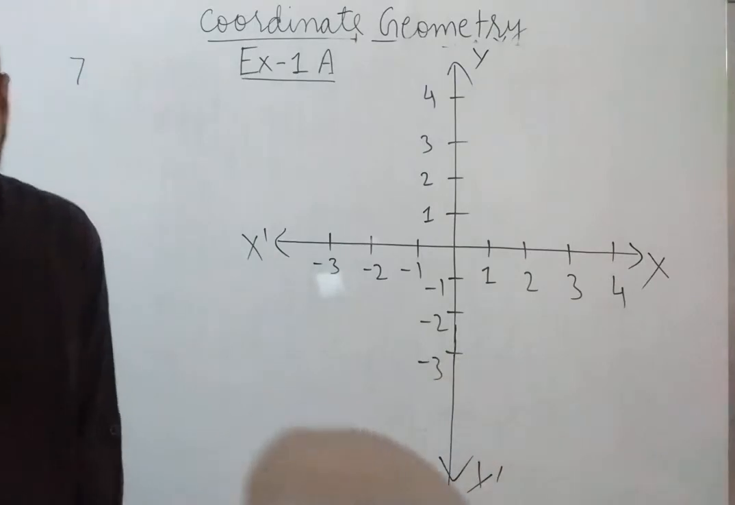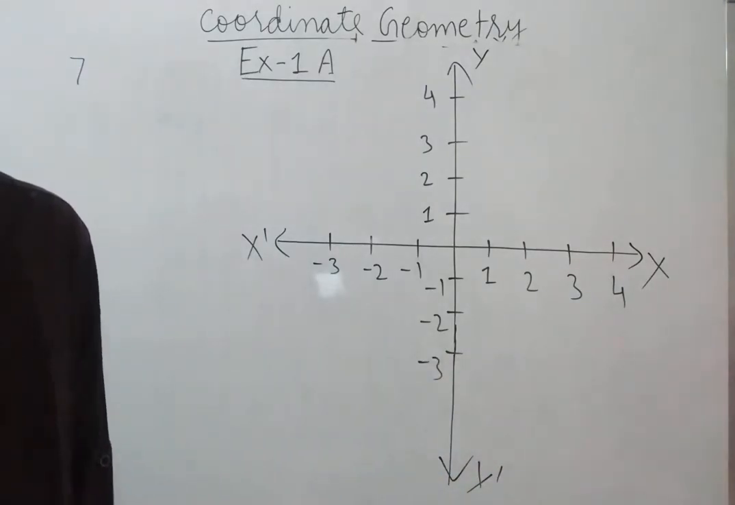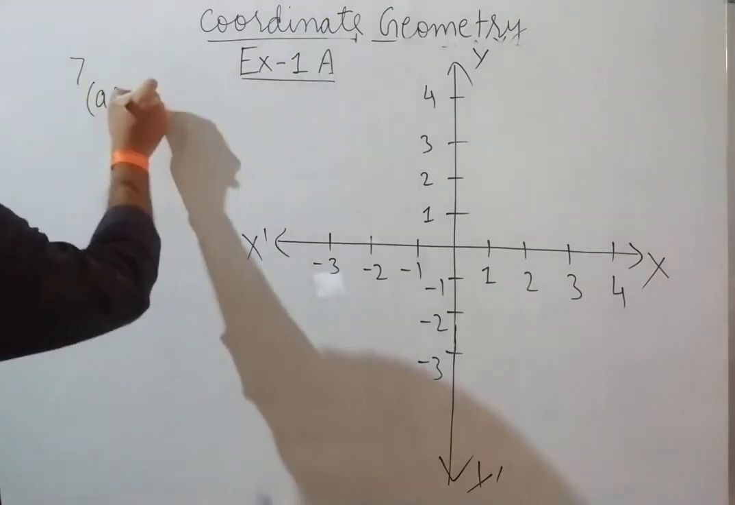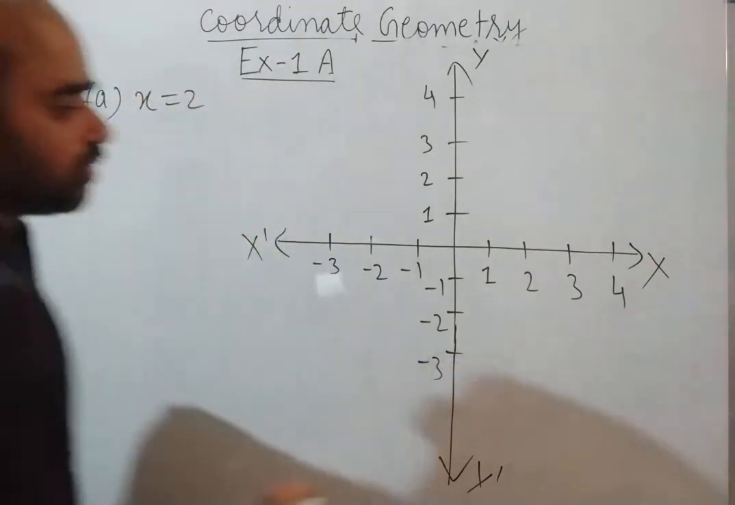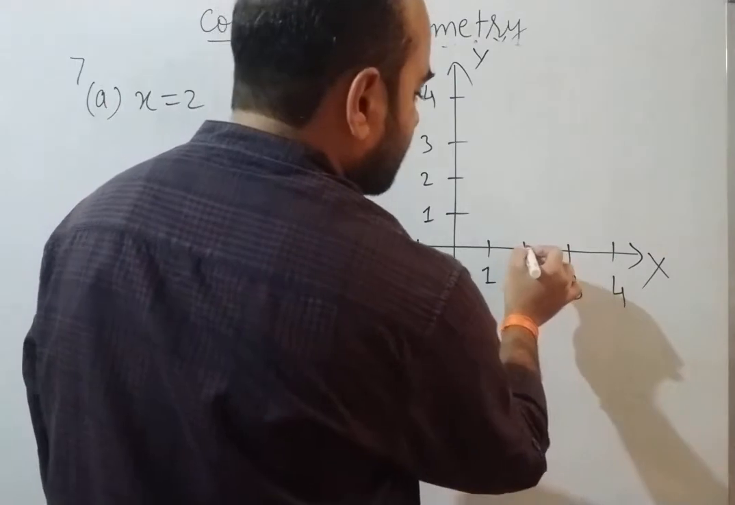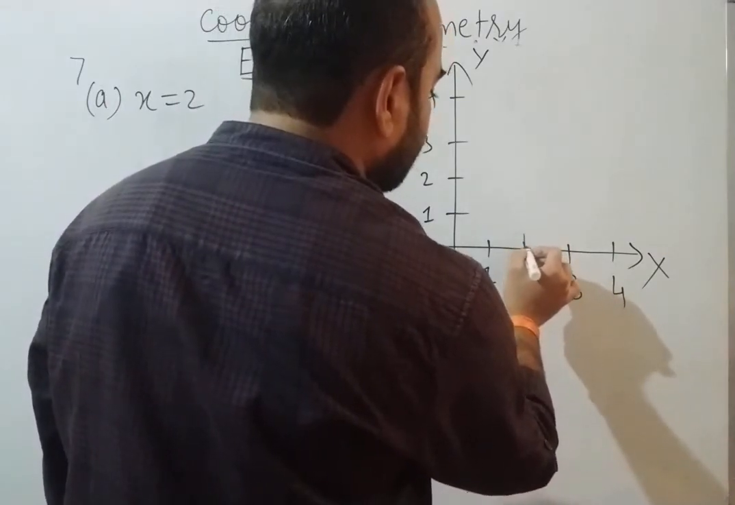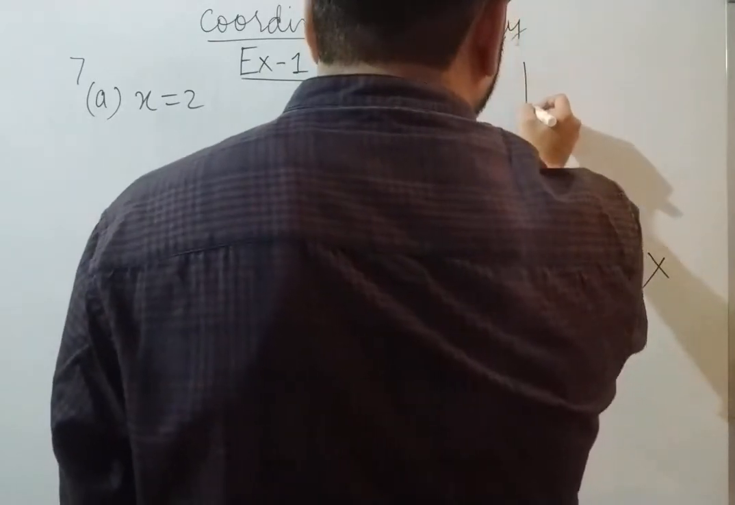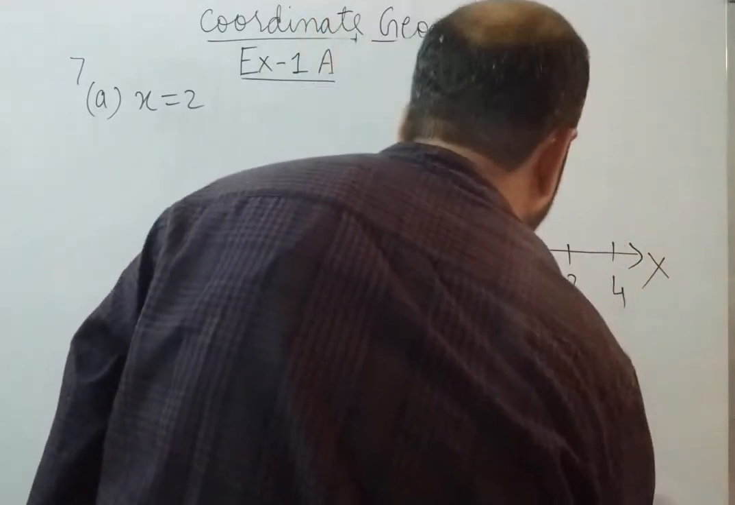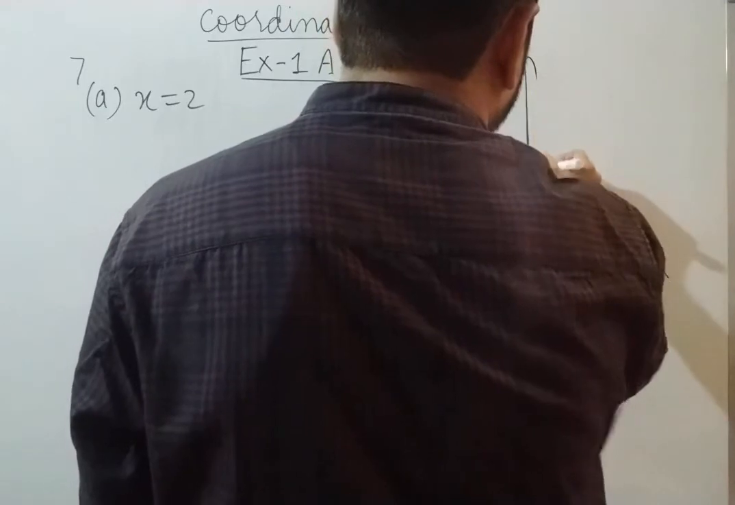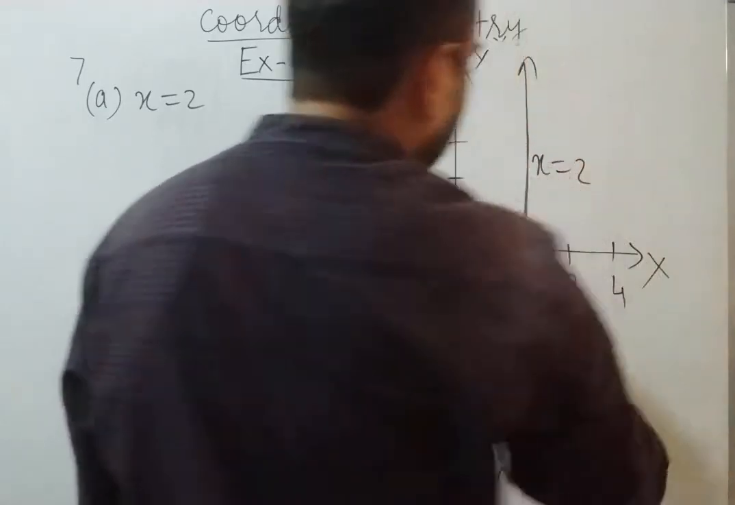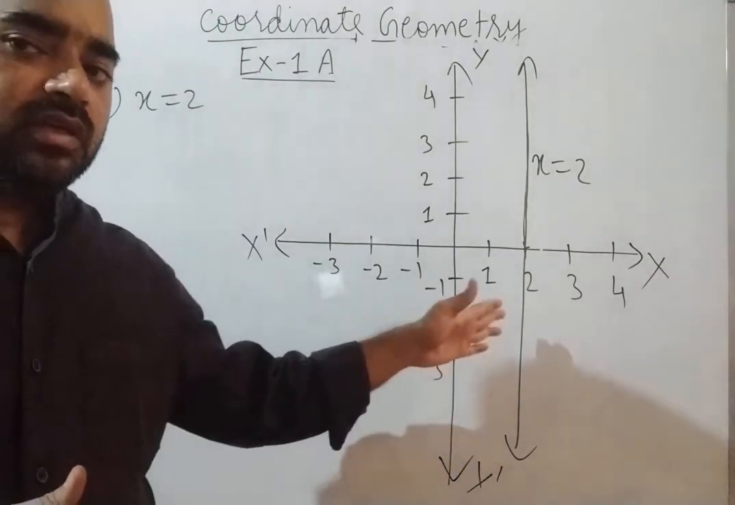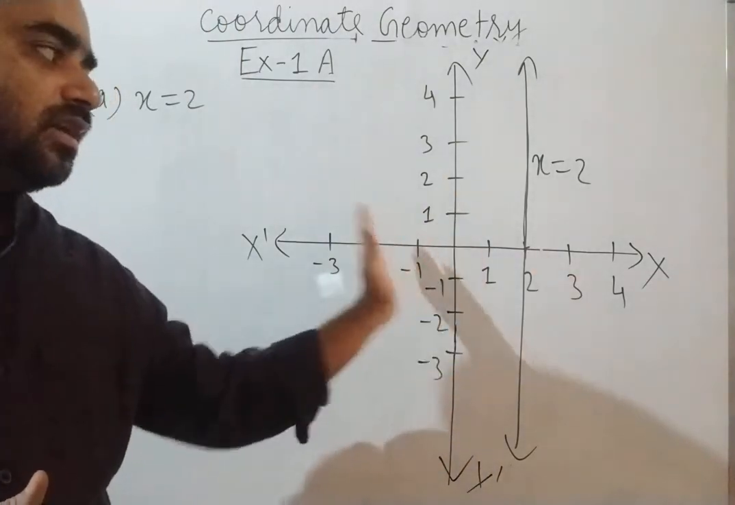Next is question number 7. Draw the graph for each of the following. First one is x is equal to 2. X is equal to 2 means this is x. So x is equal to 2 means this will give a vertical line passing through x is equal to 2. X is equal to 2 means a vertical line passing through 2 on x axis and parallel to y axis.